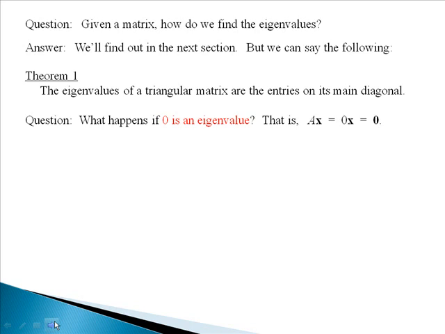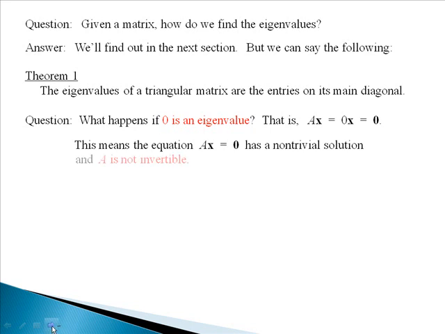Now we want to ask, what happens if 0 is an eigenvalue? If we've got a triangular matrix, we either have zeros in the upper triangle or zeros in the lower triangle, and we could have a 0 along our diagonal. What do we do if that happens? What that means is that Ax is equal to 0x, which is equal to 0. So the equation Ax equals 0 has a non-trivial solution, because x can be anything, and A is then not invertible. If we remember from the invertible matrix theorem, A is an invertible matrix if and only if the equation Ax equals 0 has only the trivial solution. Since we have a non-trivial solution, we know A cannot be invertible.